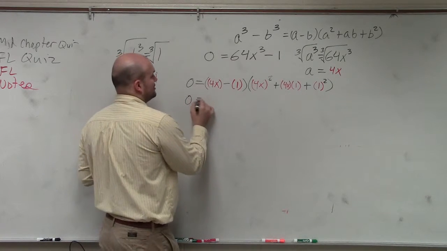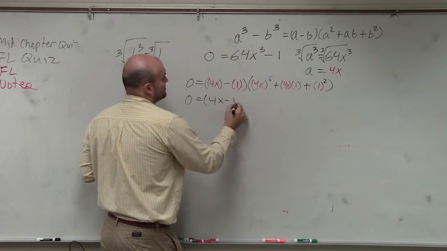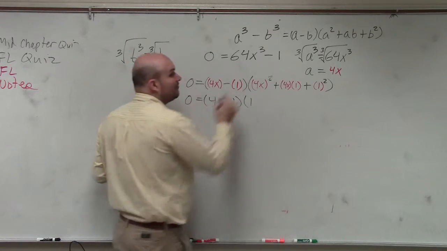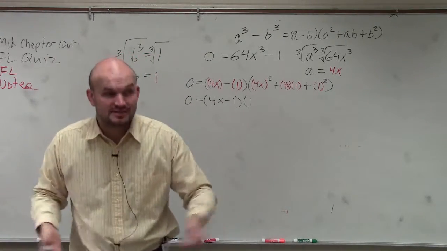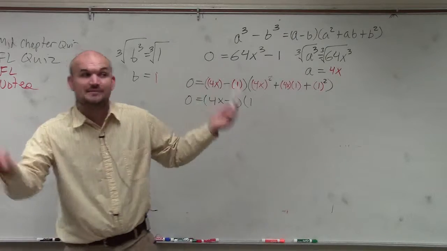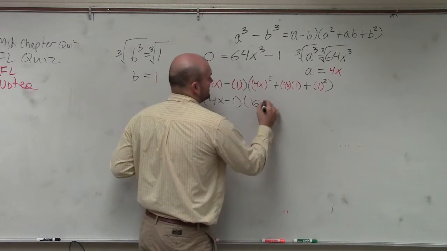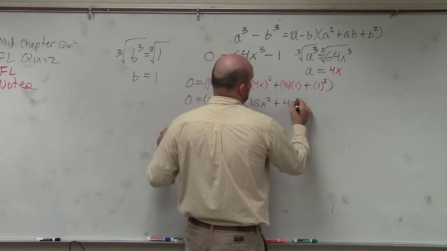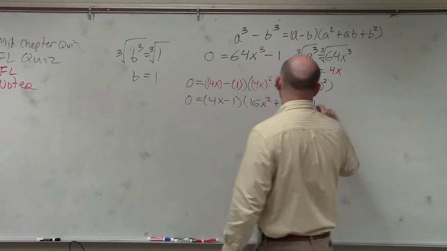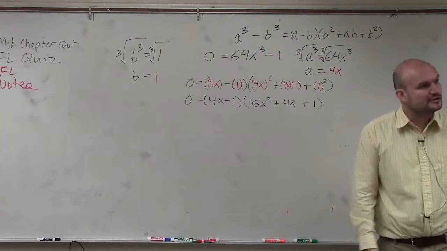So this is all you guys had to do for your homework. That's 4x minus 1 times 4x squared, which is 4x times 4x. 4 times 4 is 16. x times x is x squared. So that's 16x squared plus 4x times 1 is 4x plus 1 squared is 1. That's all you guys had to do for your homework.